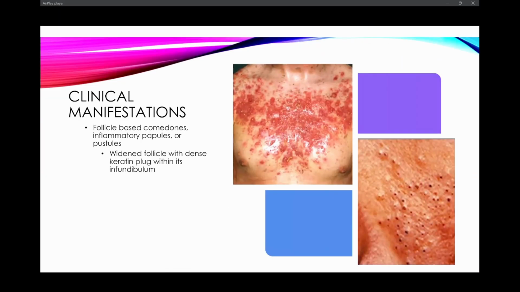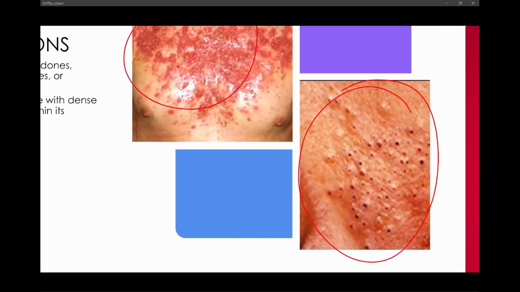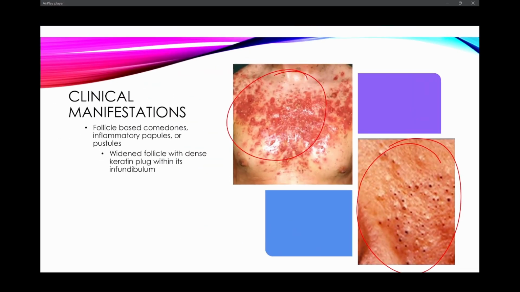And here's some more severe cases of acne on the chest here, and then I don't know where that is, but you can see all those open comedones, blackheads, they're all in there.